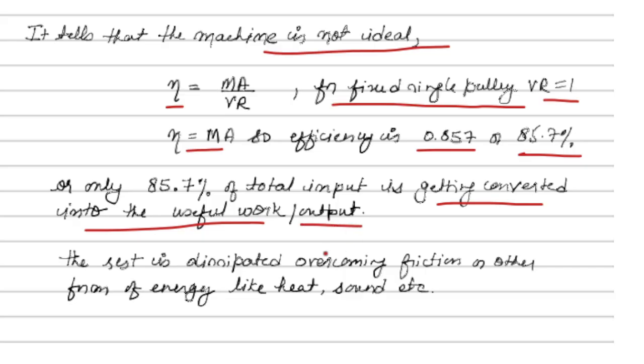So if you multiply 70 Newton by 0.857, or you take 85.7 percent of 70 Newton, you will get exactly 60. The rest, where is it going? It is dissipated, overcoming friction or as other forms of energy, like heat, maybe some cranking sound. If you see the pulleys when they are moving, they make some sound. So that also takes up our energy. So that can also happen. Let's go to the next question.